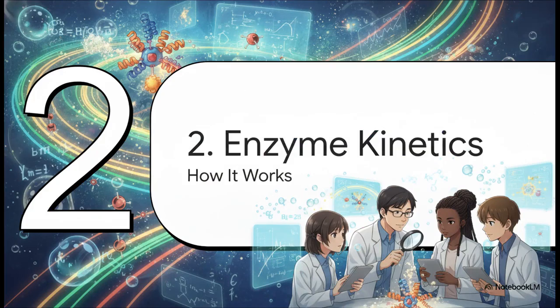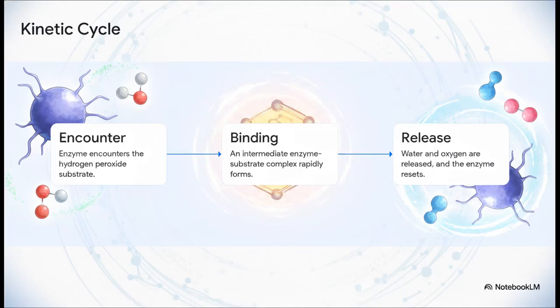Moving to section 2, enzyme kinetics explained. To really wrap our heads around how fast this massive protein works, we kind of need to zoom down to the mathematical level of enzyme kinetics. We're talking classic Michaelis-Menten kinetics here. It's a beautifully efficient cycle.